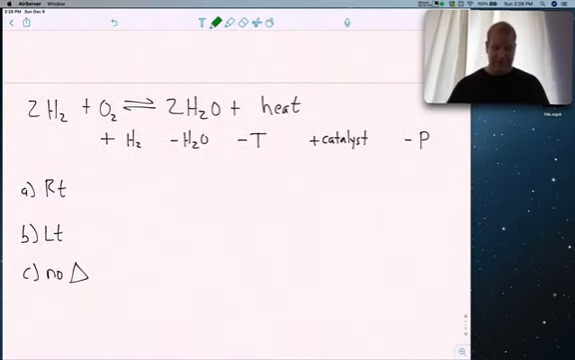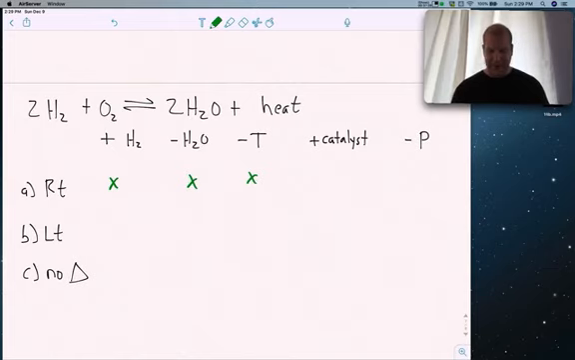So let's look at this chemical reaction. All gases, 2 hydrogens plus oxygen makes 2 H2Os, and it's exothermic. What happens if we add hydrogen? Adding hydrogen is adding a reactant. We will shift right towards the products. What happens if we take away H2O product? We will shift right to the product. What happens if we take away heat, energy, temperature? We will shift right towards the product because heat is a product.